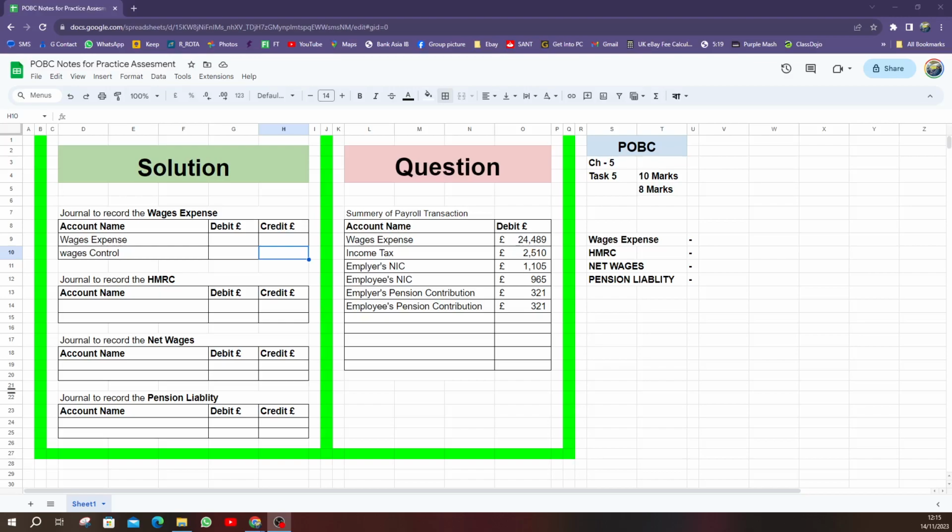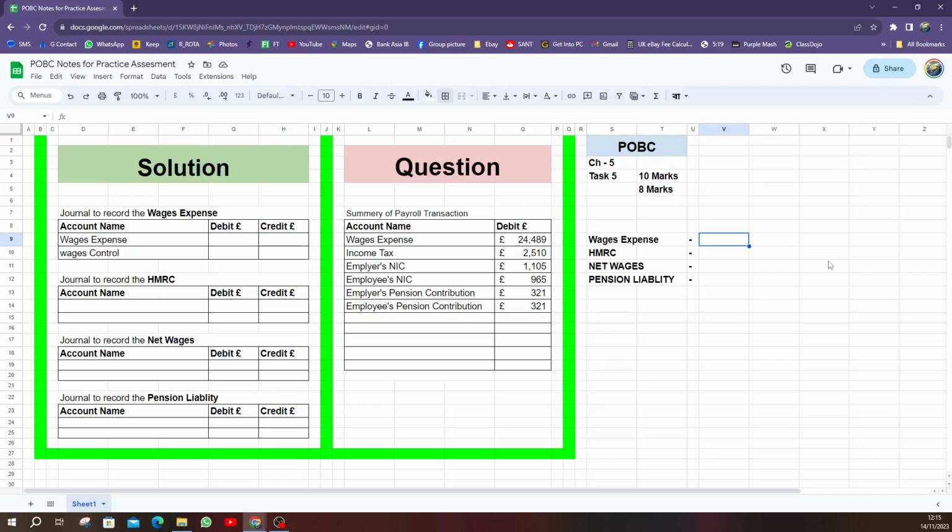Here's a summary of the payroll transaction, say, from last month. We need to do the 4 journals, which are asking for the wages expense, HMRC payments, net wages, and pension liabilities. Before we continue, I'd like to discuss one more thing.